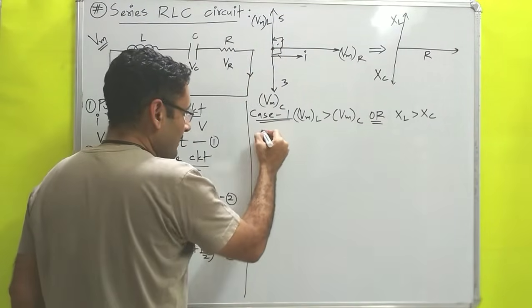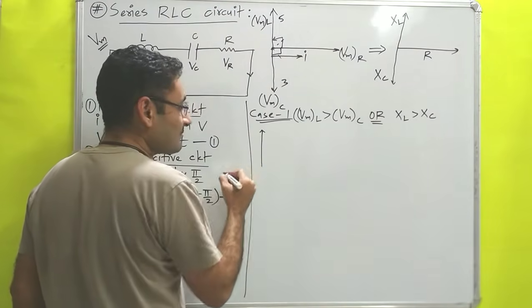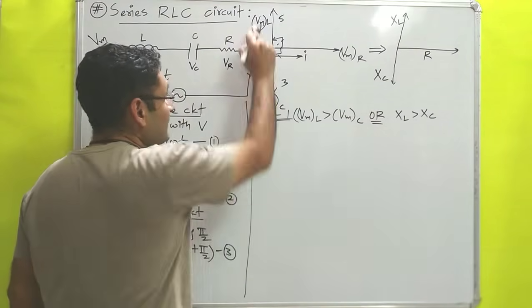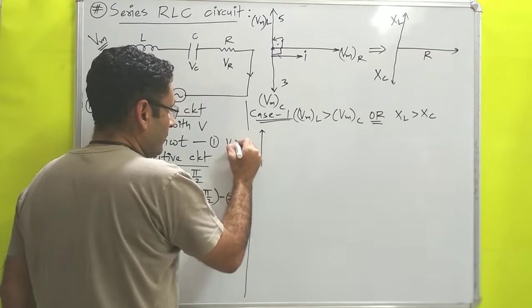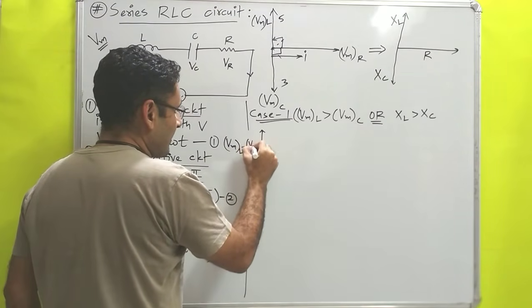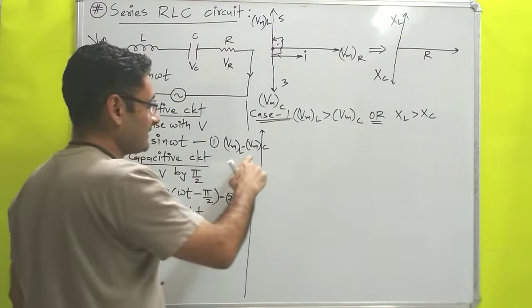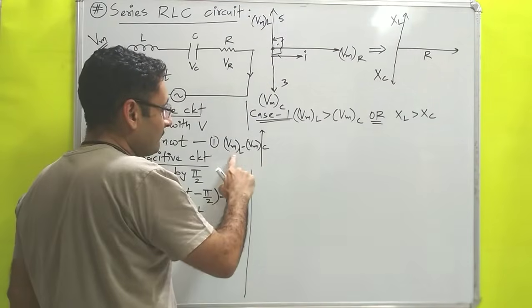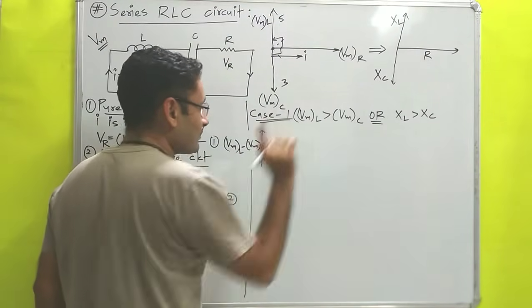So I will draw one more diagram. So that vector represents what? That vector represents Vm of L minus Vm of C. That vector resultant is upward. Why upward? Because Vm of L is greater than Vm of C.